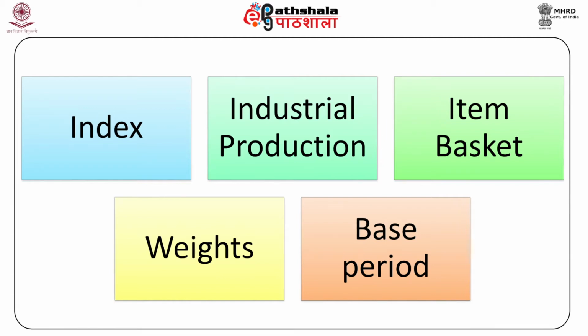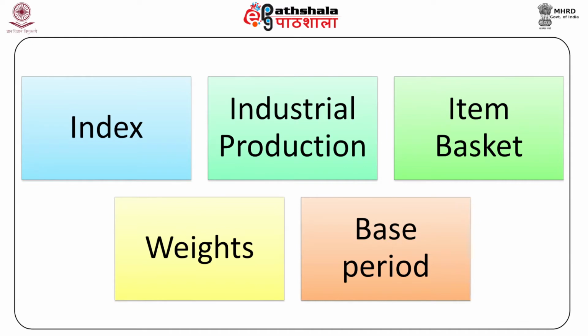The current criteria for assigning weights is gross value added, or GVA, from that industrial activity. In the past, net value added by the manufacturer, and proportion to the total output have been used. Then base period. IIP is a ratio of production in the current period to the reference period. This reference period is called the base period.